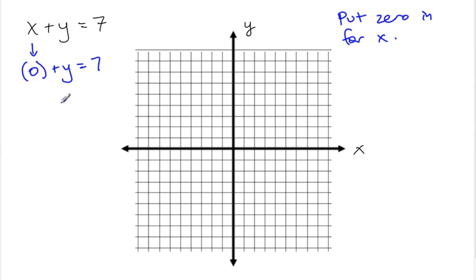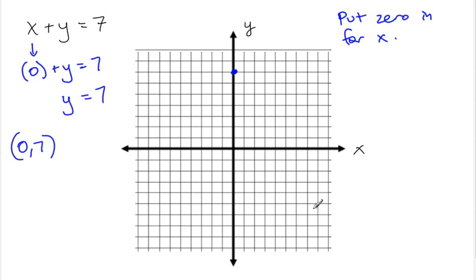And 0 plus y is just y, because when you add 0 to anything, you just keep what you had. And so what do I have? I have y equals 7. So I know that the point 0, 7 is on this line. I'm going to go 0 left, 0 right, and I'm going to go up 1, 2, 3, 4, 5, 6, 7.